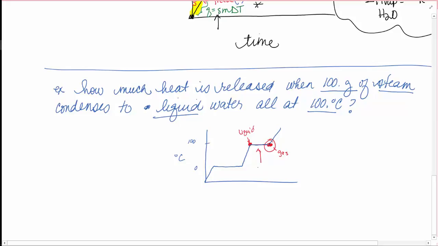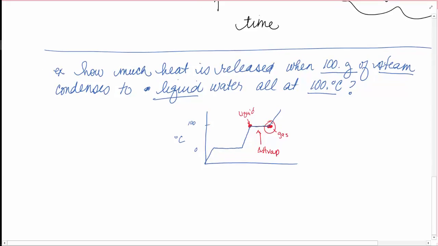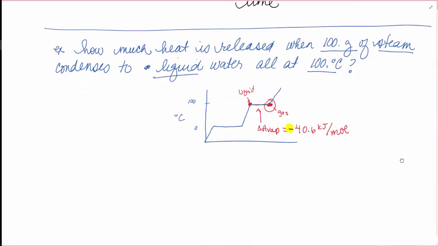Since it's a phase change, I'm going to use my heat of vaporization. That's what I know, which I know for water is 40.6 kilojoules per mole, but I need to give it a sign. So going from condensing gas to liquid, the question is that energy in or energy out? It's energy out. That makes it negative. So I have to add that negative in. Please don't forget to do that. All right, so how do I do it?